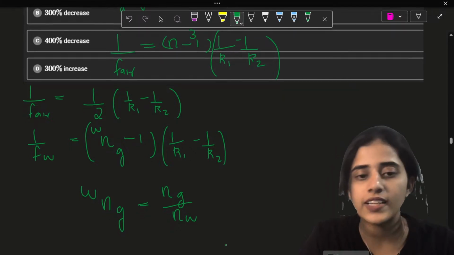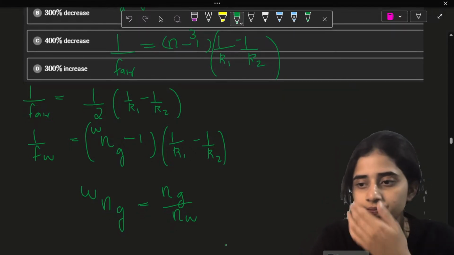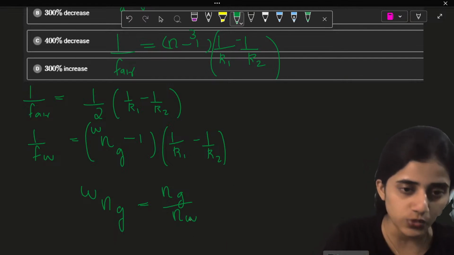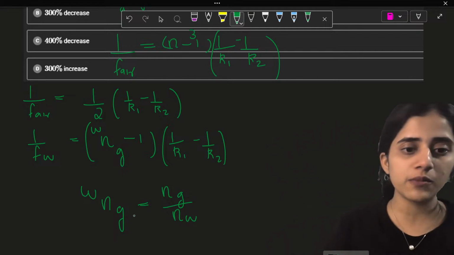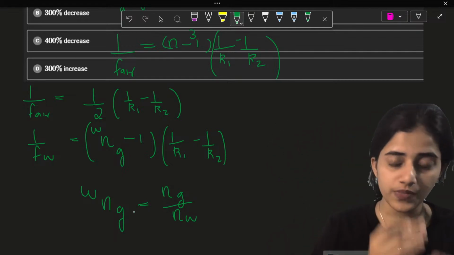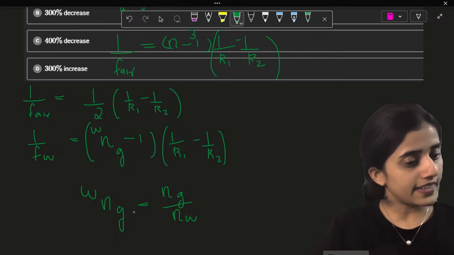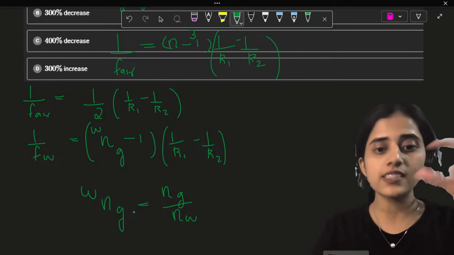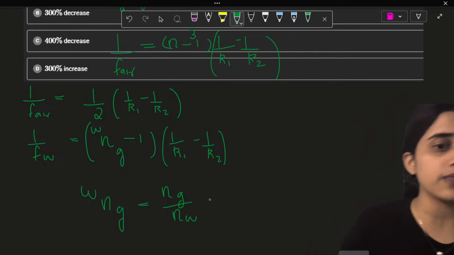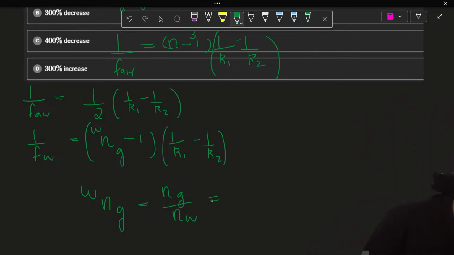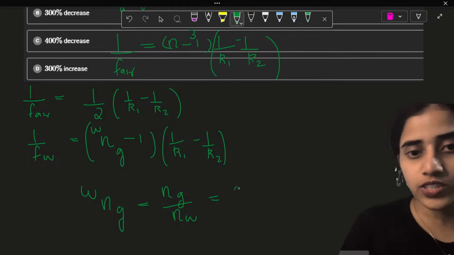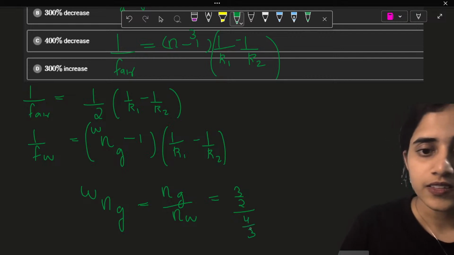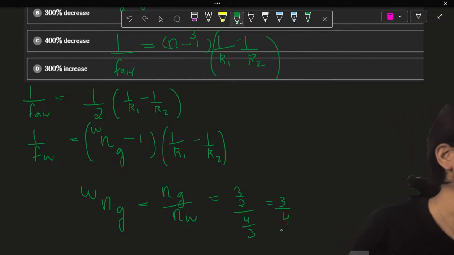Once again, I will explain. After I finish this, I'll explain once again. So WNG is equal to Ng by NW. Why Ng by NW? Because the lens is inside water. So when the lens is inside water, light ray moves from water then to the lens. So that is why lens is made out of glass divided by N of water. Now how much is N of G? It's 3 by 2. Air to glass is 3 by 2 divided by water is 4 by 3. So this is basically 3 by 4.